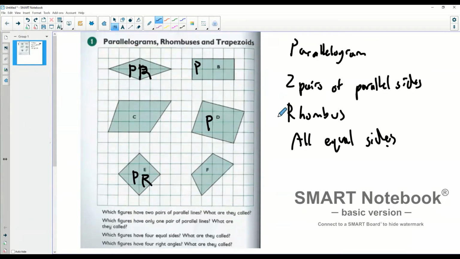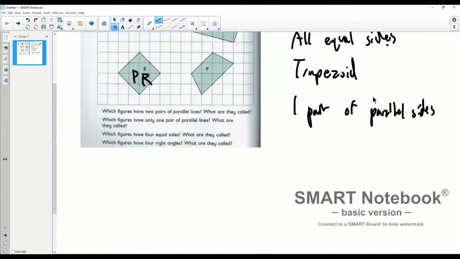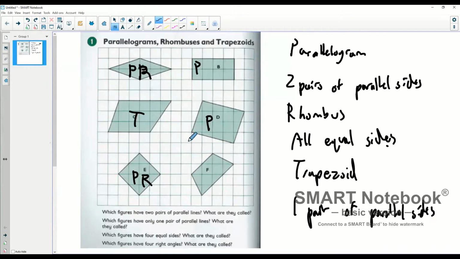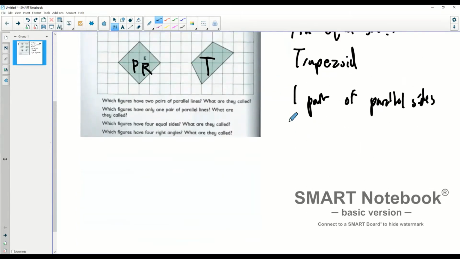Now, our last type is a trapezoid. A trapezoid has one pair of parallel sides. I'll scroll this down a bit so you can see. And here we have two trapezoids. C is a trapezoid and F is a trapezoid because they both have one pair of parallel lines. Not two, only one.